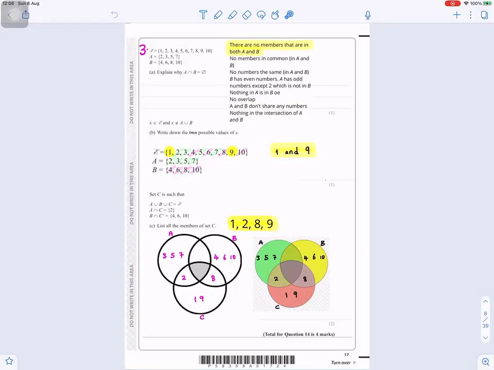B intersection C dash, everything outside C intersection B, is 4, 6, and 10. Because they're all outside C. The things which are all outside C, intersection B. So it's 4, 6, and 10. And then list all the elements of set C. So the elements of set C are 1, 2, 8, and 9.